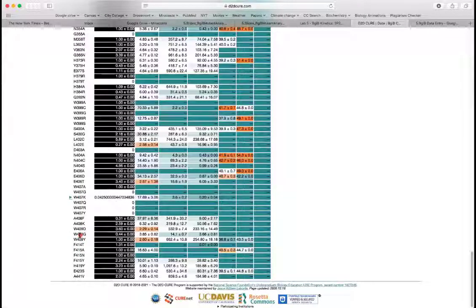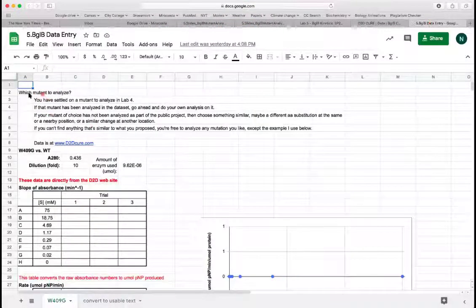So that leaves open the question, what mutant should you analyze? I've kind of answered that question for you once again on this separate spreadsheet. The first thing that it says up here is which mutant to analyze. So you've settled on a mutant to analyze in lab 4. If that mutant has been analyzed in the data set, go ahead and do your own analysis also. If it happens to be in the data set, great, use it. If your mutant of choice has not been analyzed as part of the public project, then choose something similar.